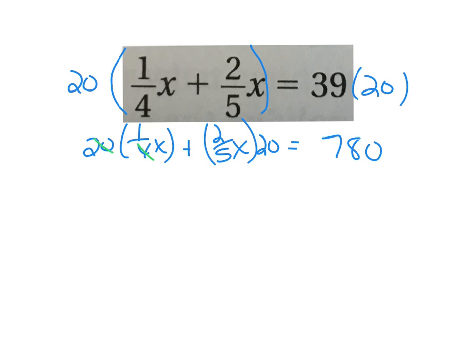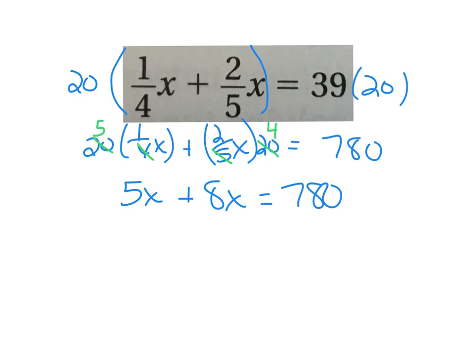The 4 now cancels with the 20, and that leaves me 5 times 1x. And in the second one, the 5 cancels with the 20 and gives me 2 times 4x, which is 8x, equals 780. Now I can add my x's together.